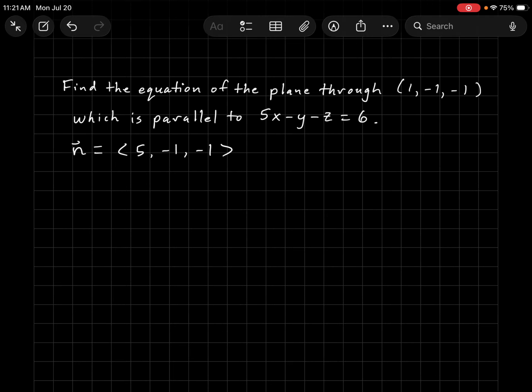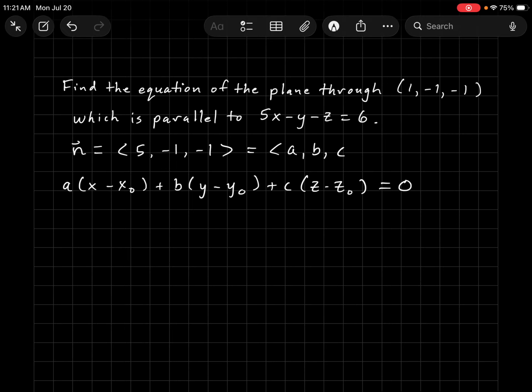And then if you recall, we can write the equation of a plane as a times x minus x naught, plus b times y minus y naught, plus c times z minus z naught equals 0, where the normal vector we'll define as a, b, c, and our point will be x naught, y naught, z naught. And then we can simply plug in.